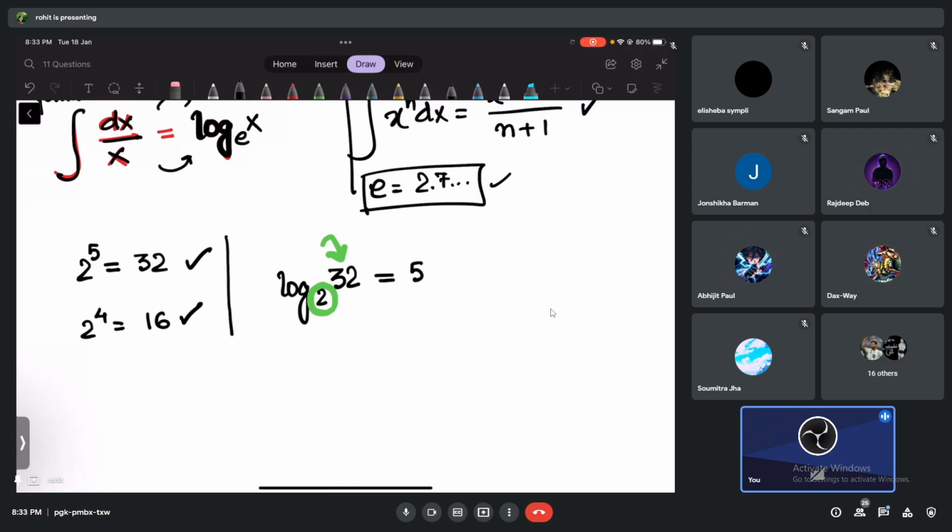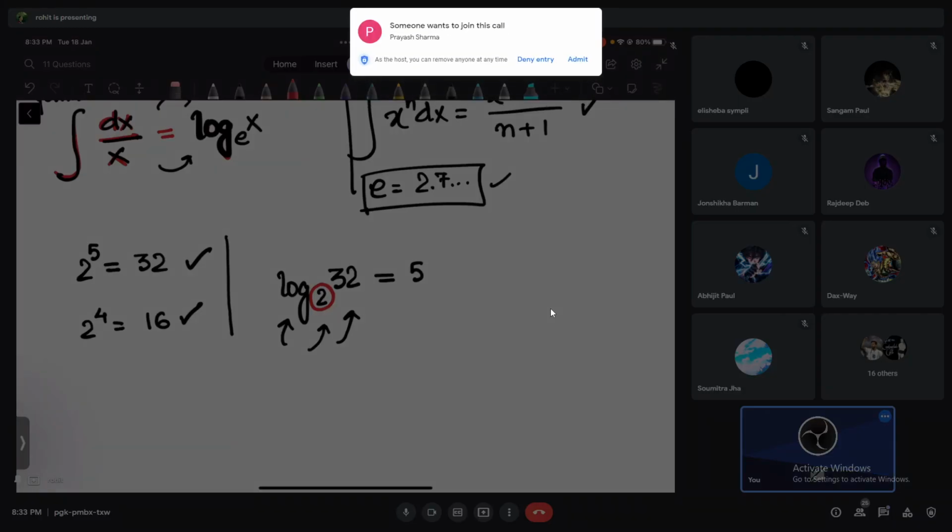So if I write log, it indirectly represents that I'm asking you, what is the power of this number here? We call it the base. What is the power of 2?